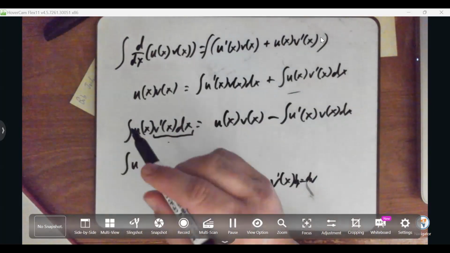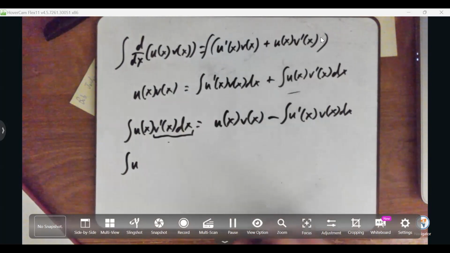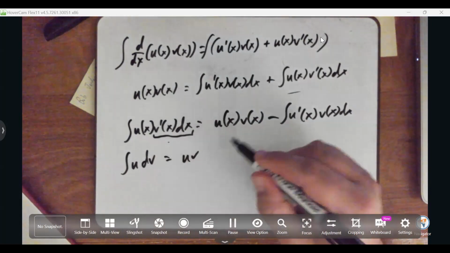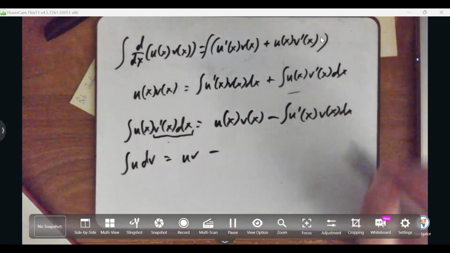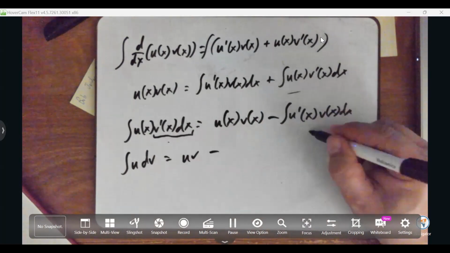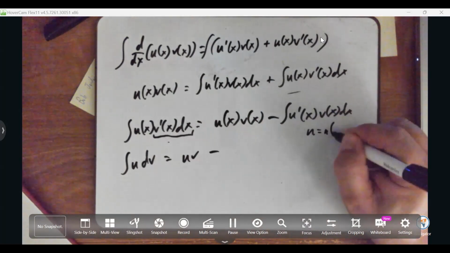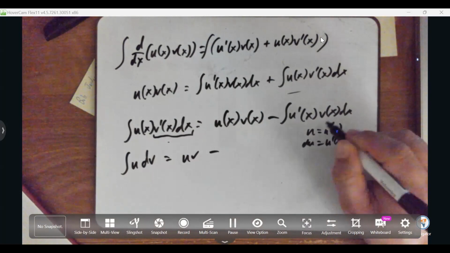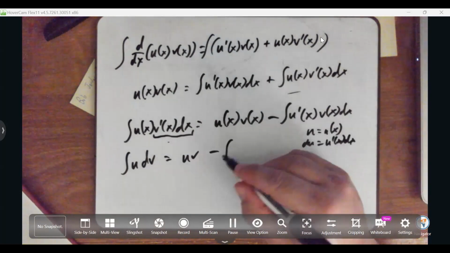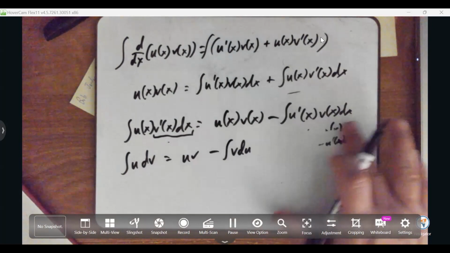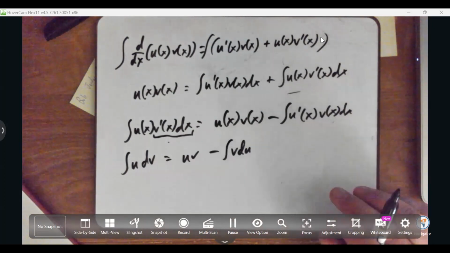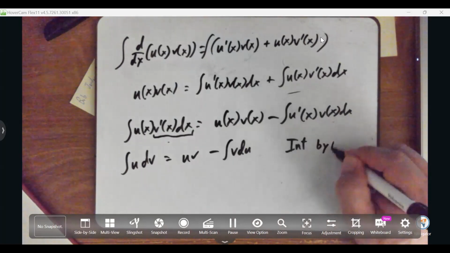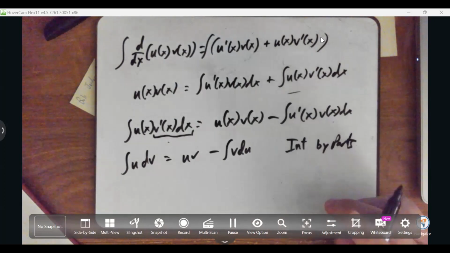And so we get the integral of u dv, okay, uv minus, same thing with u prime. If u equals u of x, then du equals u prime of x dx. And so the u prime dx becomes the integral v du. And this is our integration by parts formula.